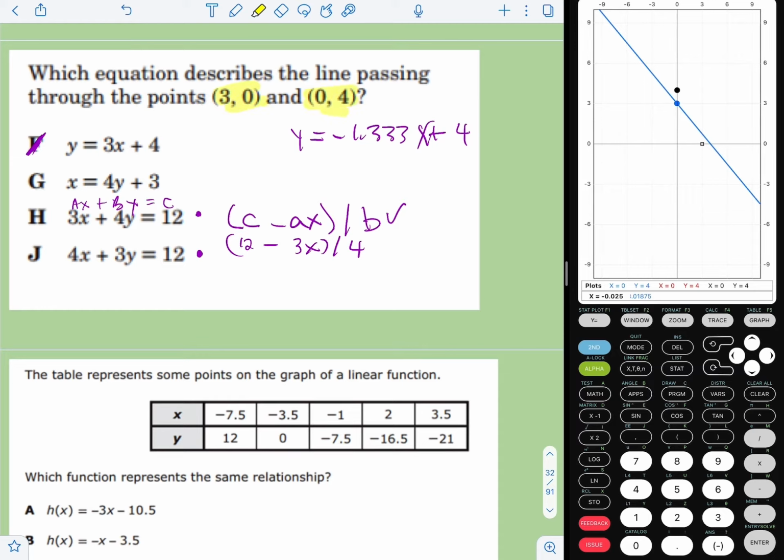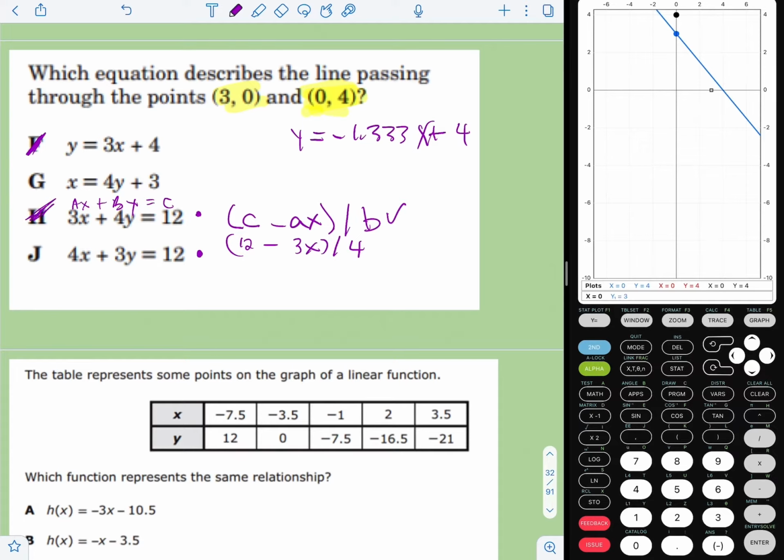Well, let's see. If we press trace, if we notice this point, the blue point, is (0, 3). And what we want is (0, 4) for the y-intercept. So this equation can't be it. We're going to cross that out.